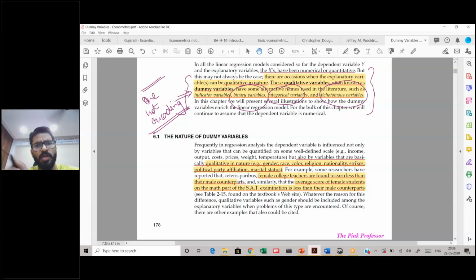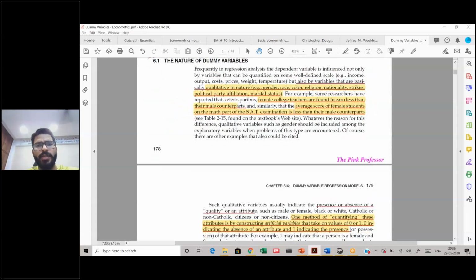Now, coming to the nature of variables, as I've already discussed, till now what we had were quantitative variables. Now you have qualitative variables as well.